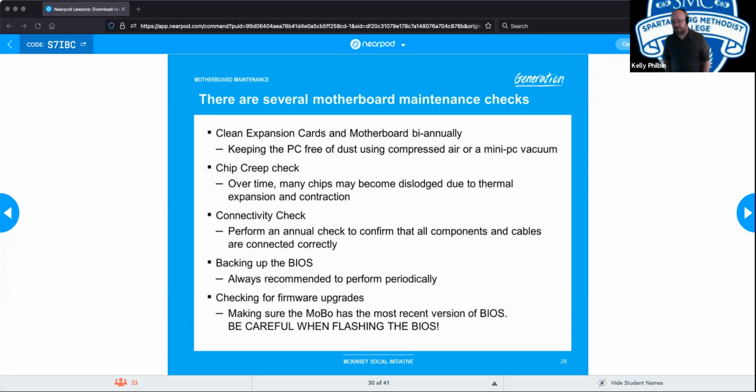Roughly about every 2 years, you would hopefully keep logs on the various computers that you have as to how often this is done. You would clean your expansion cards and motherboard, removing the dust from the interior. This can be done with compressed air, which is one of the more common ways to do it. The other way would be a vacuum cleaner. They do have PC specific vacuum cleaners.